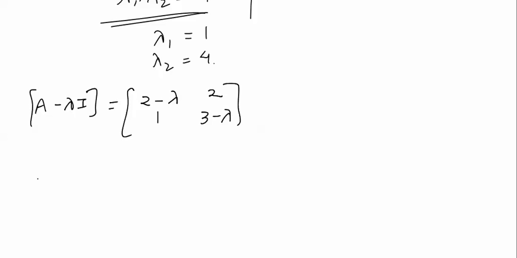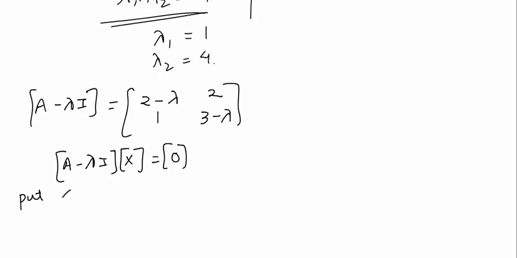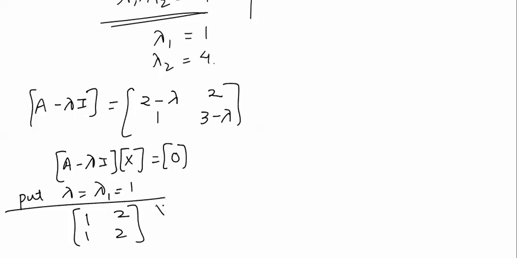What we are trying to do is say that this A minus lambda I, which is the characteristic matrix, times x should be equal to 0. This x will give you the eigenvector. So when we put lambda 1 equal to 1, what we get is [1 2; 1 2] times [x1; x2], with two variables, equal to [0; 0].